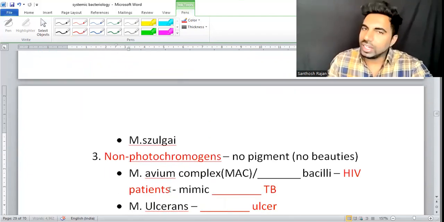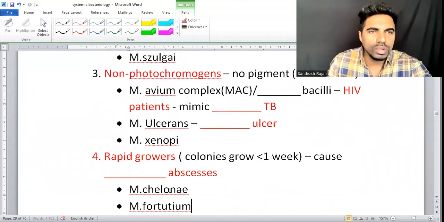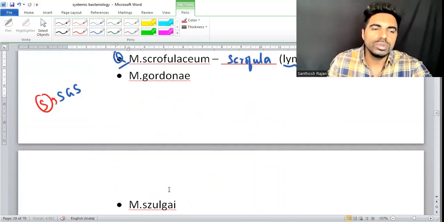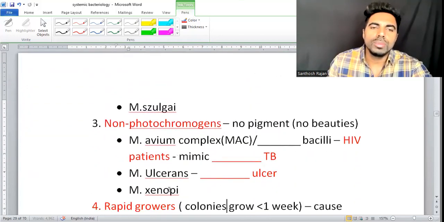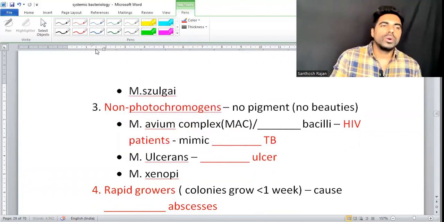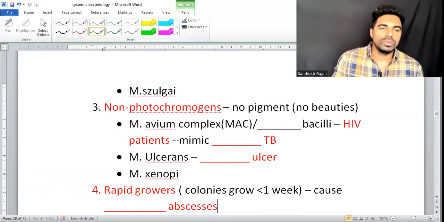Non-photochromogen means they have no pigment. Whether there is light or dark, whatever, they do not produce pigment. That is non-photochromogens. There is no light, or simply you can say they have no beauty. They are not beautiful. Okay? Who are those non-beautiful girls?